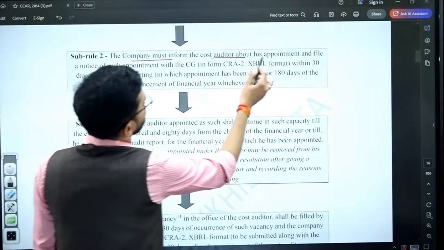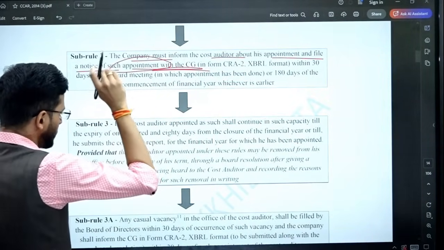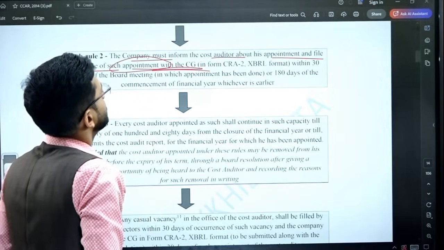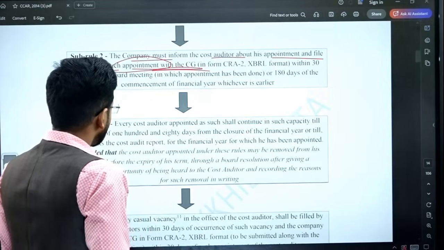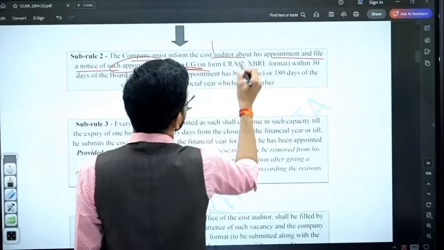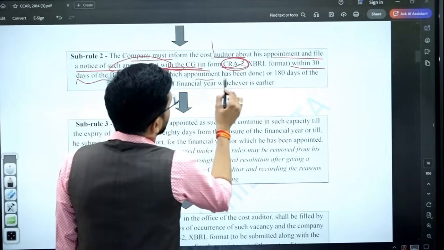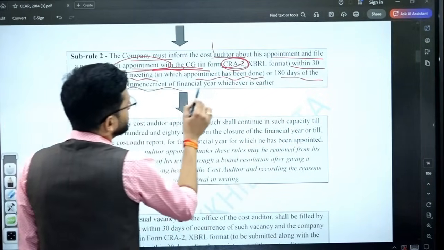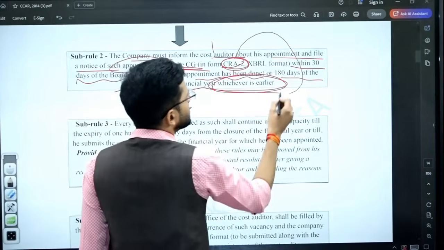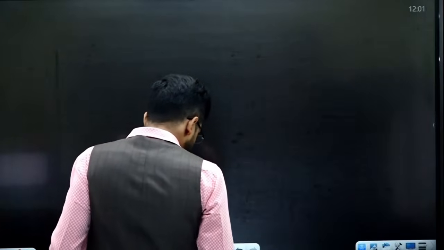Finally, the company must inform the cost auditor about his appointment and file a notice of such appointment with the central government. So the company will file the notice of appointment of the cost auditor with the central government under form CRA 2 in XBRL format within 30 days of the board meeting in which the appointment has been done, or 180 days of commencement of the financial year, whichever is earlier. Now this is the time limit for filing CRA 2.